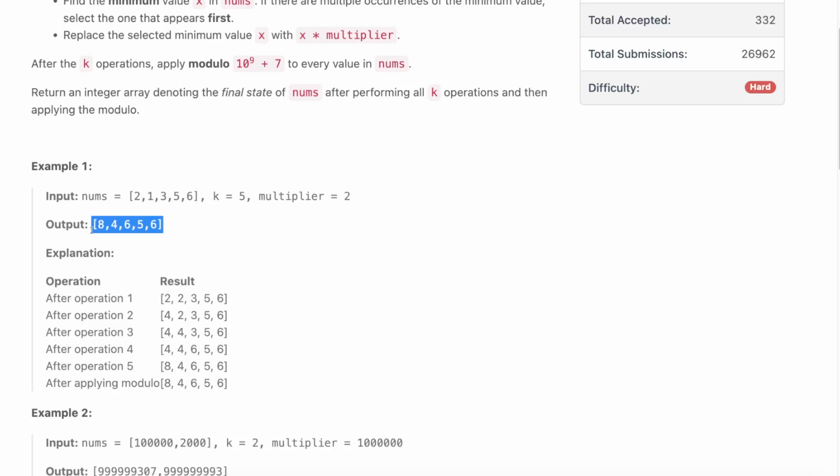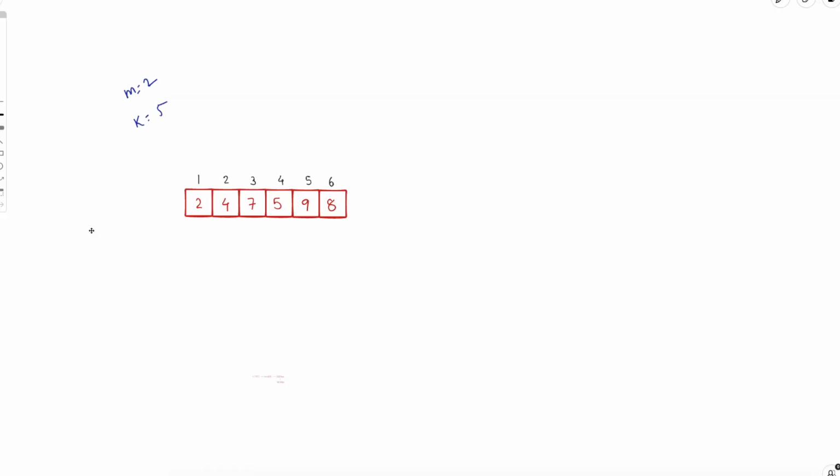Now what's the brute force way to solve this? The brute force way would be to just simulate whatever is given to you. So you have been told that you need to apply 5 operations. So just apply the 5 operations in the given fashion. So in this scenario, we'll pick the minimum value. Minimum element is 2, right? And you will simply multiply it by 2. So that's the end of one operation.